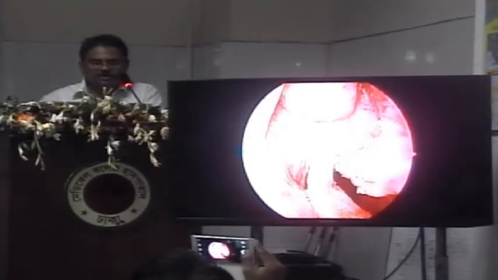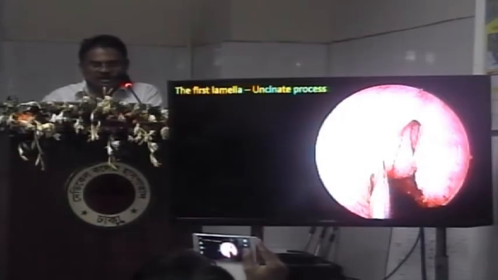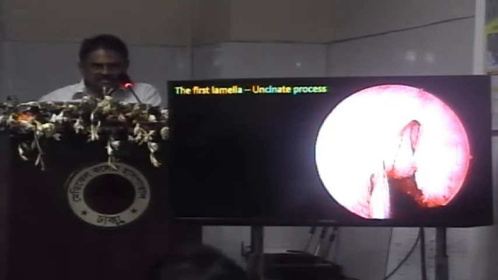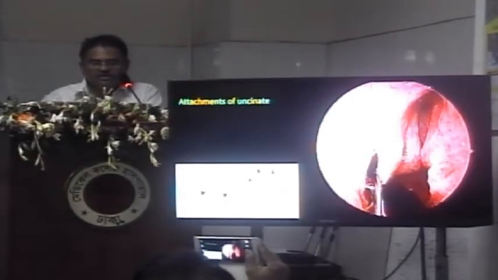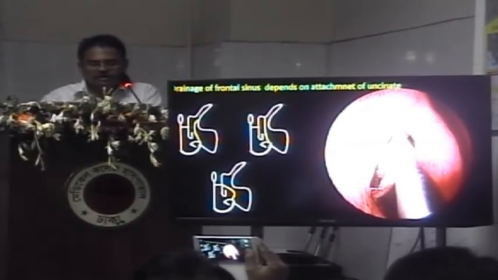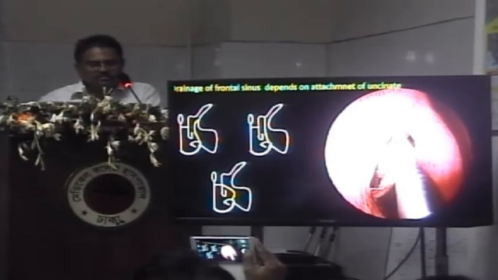Part of the concha bullosa, the medial part has been removed, the lateral part has been removed here, and the uncinectomy is being done. See the sickle knife is kept parallel to the uncinate process, along the lamina papyracea. It is being incised, going to the middle part. This is the upper part of the uncinate process. Remember, for the superior attachment of the uncinate process, there can be three attachments: it can attach to the lamina papyracea, or the skull base, or the middle turbinate. So that we should know.